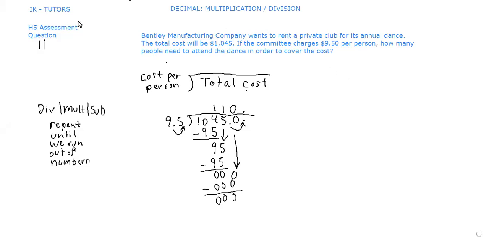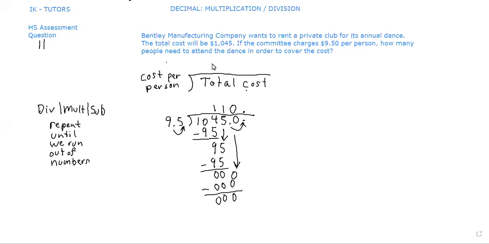We're here to do a high school assessment question in the decimal and multiplication division section. The question we're doing is question number 11. So let's jump into it. The question states, Bentley Manufacturing Company wants to rent a private club for its annual dance. The total cost will be $1,045. If the committee charges $9.50 per person, how many people need to attend the dance in order to cover the cost?